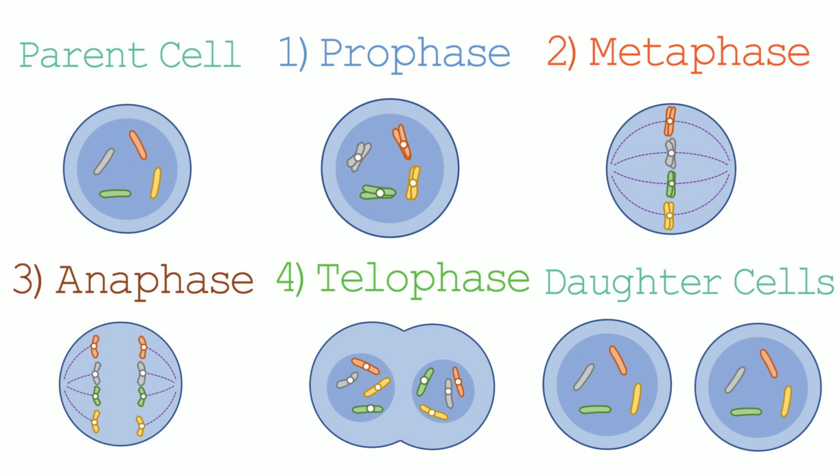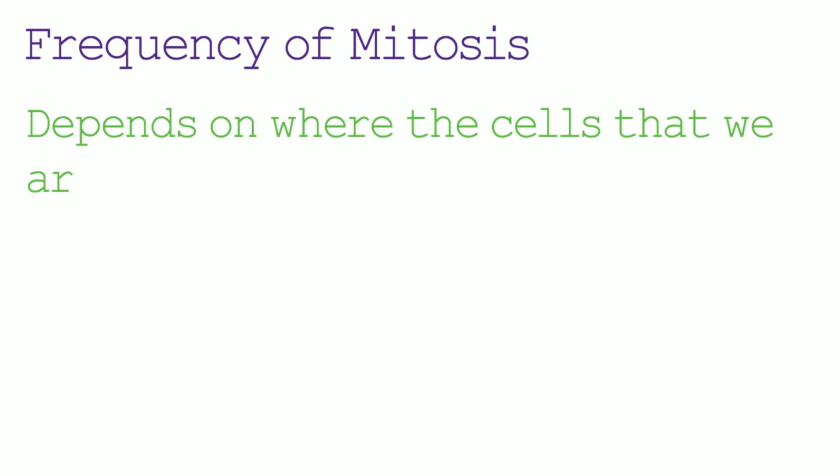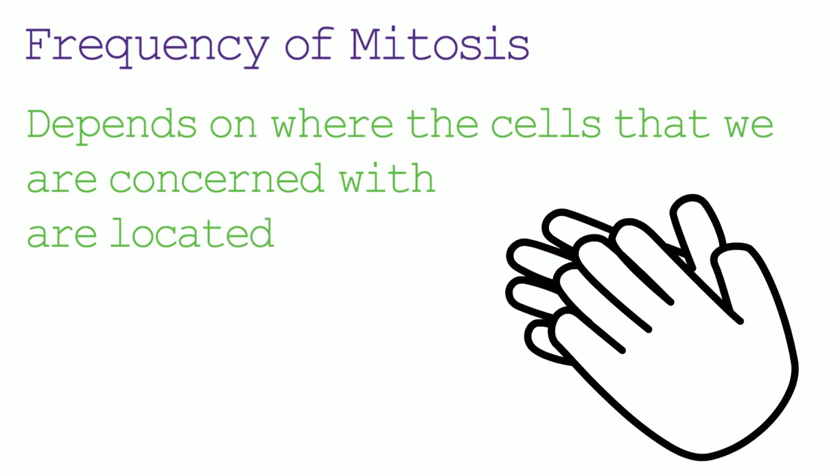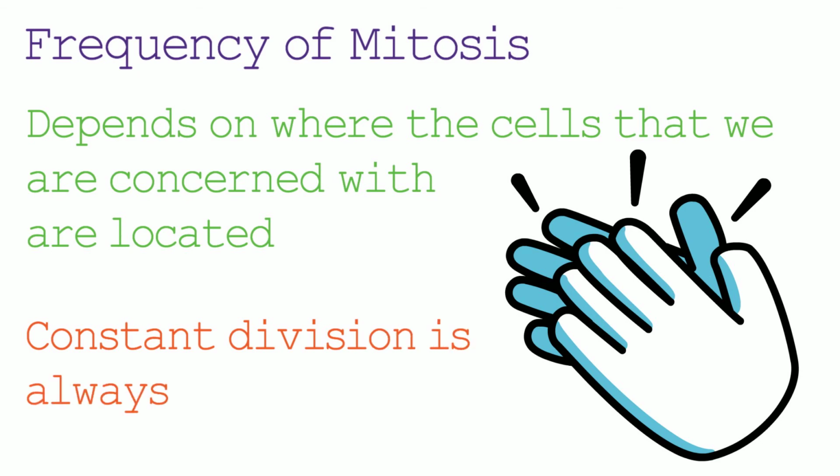The final section of this video looks at the frequency of mitosis. The frequency of mitosis depends on where the cells that we are concerned with are located. For example, when we touch something, we lose thousands of cells that need to be replaced. The replacement is conducted by cells that are located underneath the surface, constantly dividing.